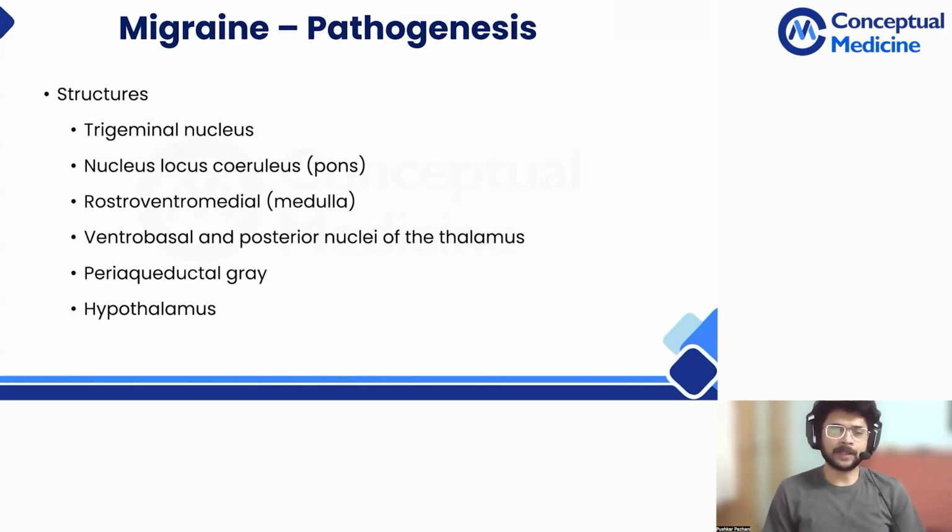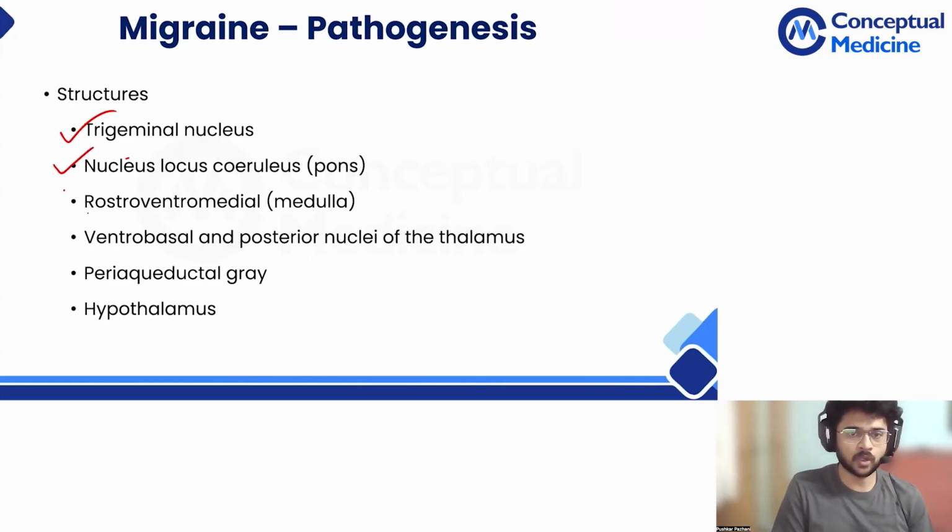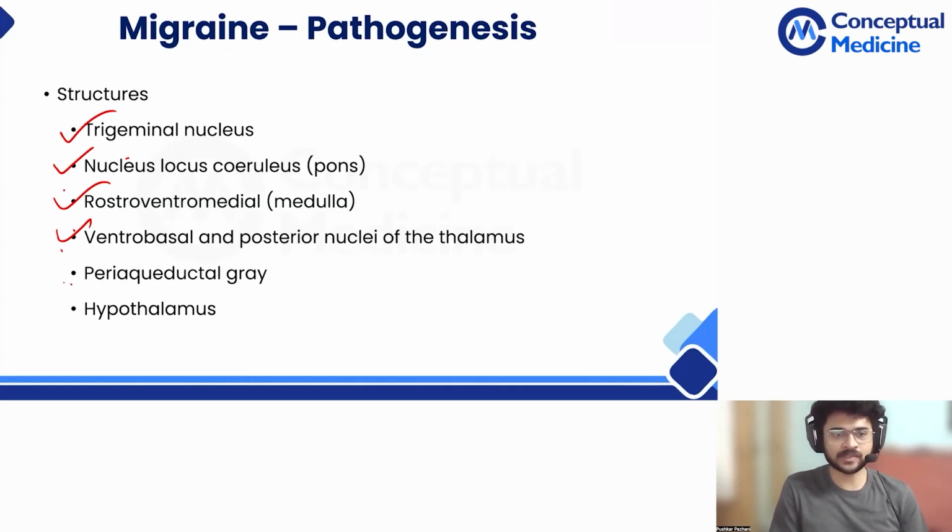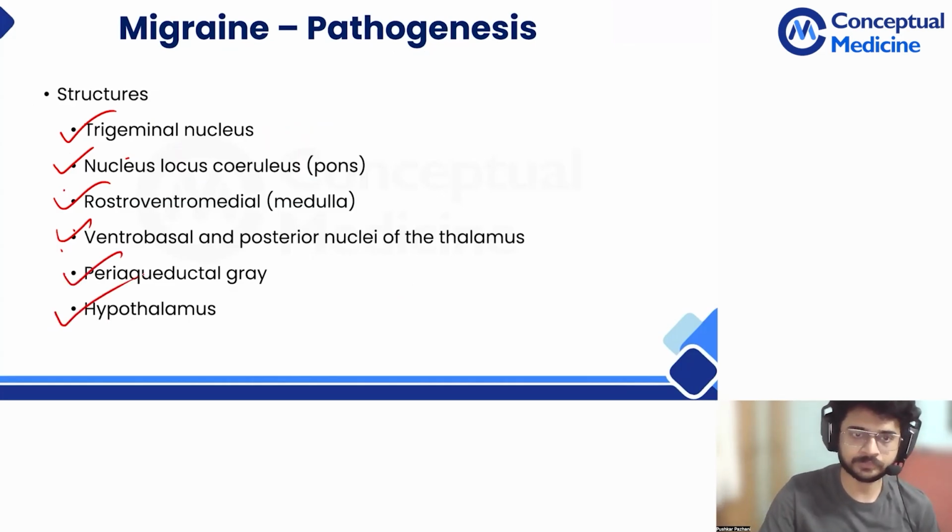Regarding the pathogenesis of migraine, what are the important neuroanatomical structures that are involved in this? The trigeminal nucleus, that's a very, very important part. The trigeminovascular system is very important for the pathogenesis of migraine. Next is the locus ceruleus in the pons, the rostroventromedial nucleus in the medulla, the ventrobasal and posterior nuclei of the thalamus, the periaqueductal gray, and the hypothalamus per se.